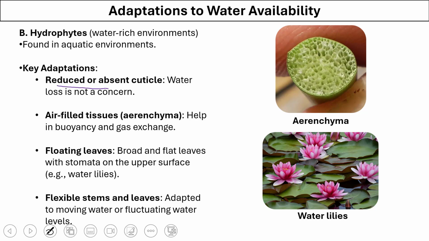They have reduced or almost absent cuticles. They don't need to prevent the loss of water. They have air-filled tissues which keep them floating on the surface of water and help in gas exchange, for example what you're seeing here. They have floating leaves which are broad that helps them in floating on the surface of water. They also have very flexible stem and leaves so that they don't break under the current of water.